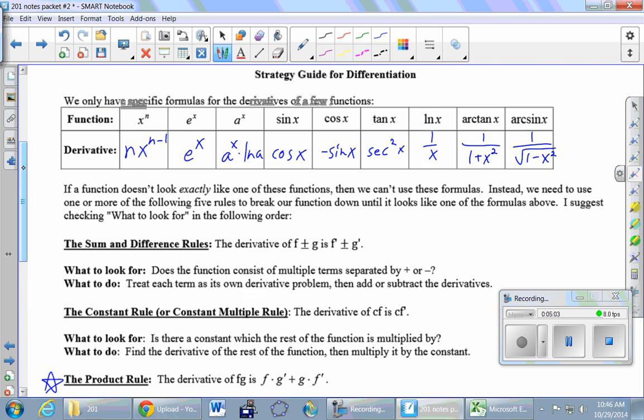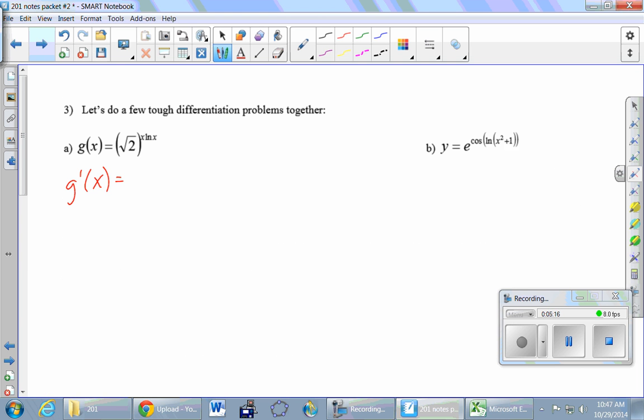Which one of these things in this table looks like a number raised to the x? It's the a to the x. So that is our fundamental rule here: a to the x, a number raised to the x. So that's what we're going to use. According to our fundamental rule, I'm just going to copy this so we have it in front of us. It's a to the x times ln of a. That's our rule for just a straight number to the x.